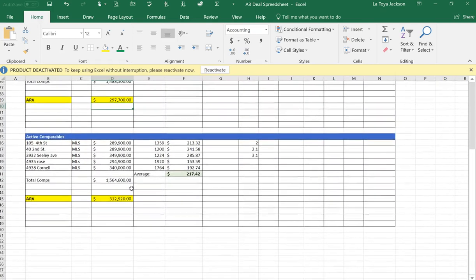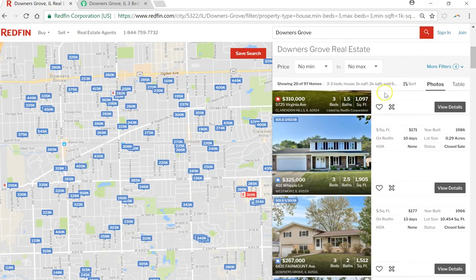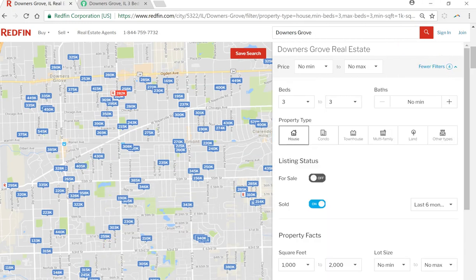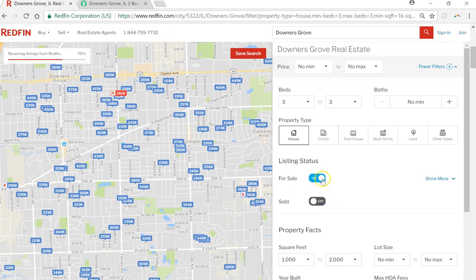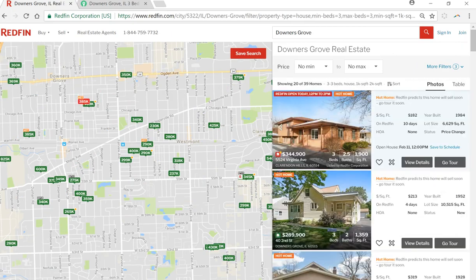Now you also want to go to active comparables. So I want to look at what's actively on the market. So let's go back to what's actively on the market, and how do we do that? You want to go back here to filters, and you want to turn off the sold properties, and you want to turn on properties for sale. Hit apply filters. Now you can see what's actively on the market in your location.